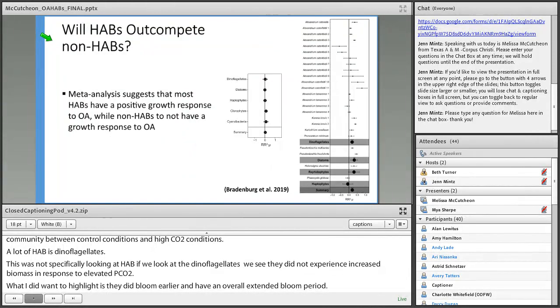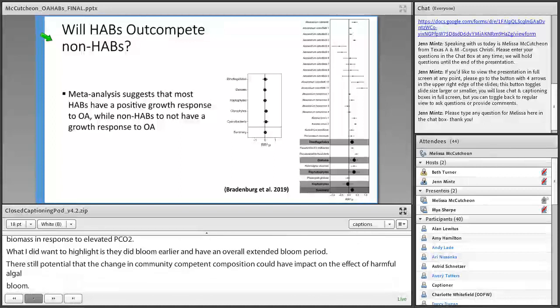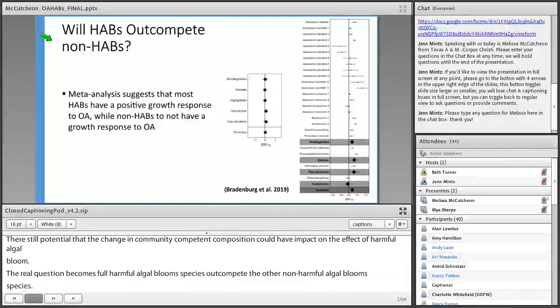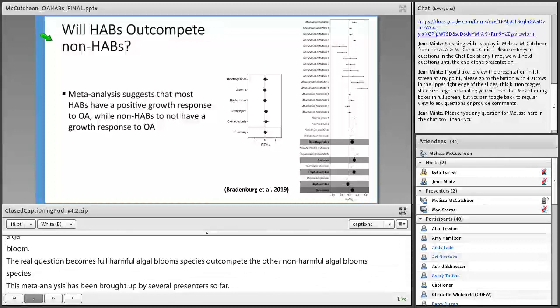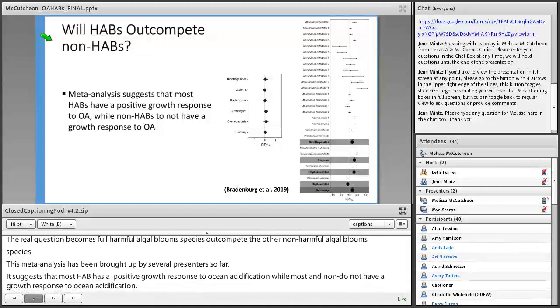And so the real question becomes, will harmful algal bloom species outcompete the other non-harmful algal bloom species? This meta-analysis was brought up by several of the presenters so far, and it basically suggests that most HABs have a positive growth response to ocean acidification, while most non-HABs do not have a growth response to ocean acidification. And so, by that logic, we would expect potentially that the HABs could become more successful and more competitive under more acidic conditions.